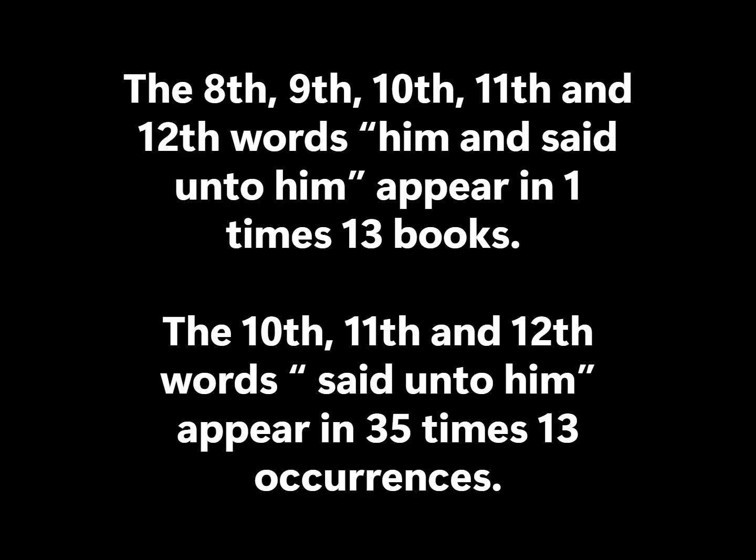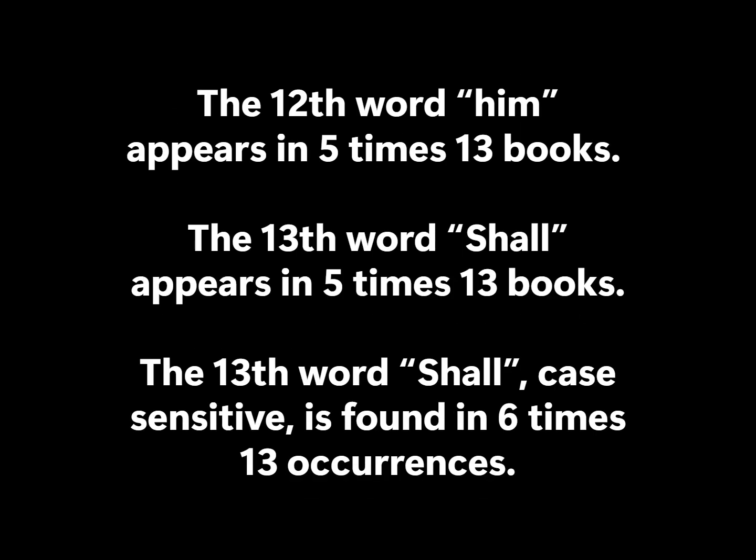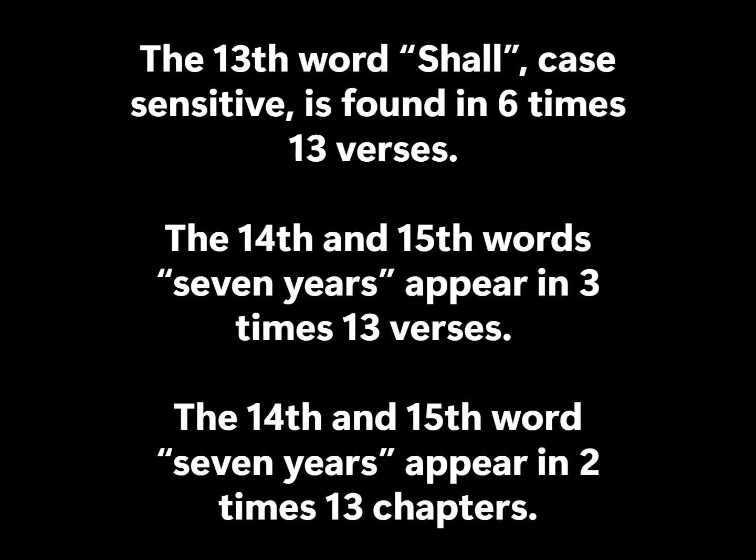The 10th, 11th, and 12th words, said unto him, appear in 35 times 13 occurrences. The 12th word, him, appears in 5 times 13 books. The 13th word, shall, appears in 5 times 13 books. The 13th word, shall, case sensitive, is found in 6 times 13 occurrences. The 13th word, shall, case sensitive, is found in 6 times 13 verses.